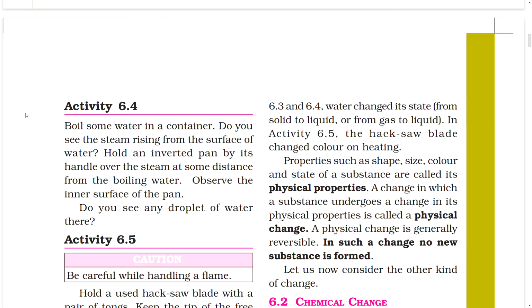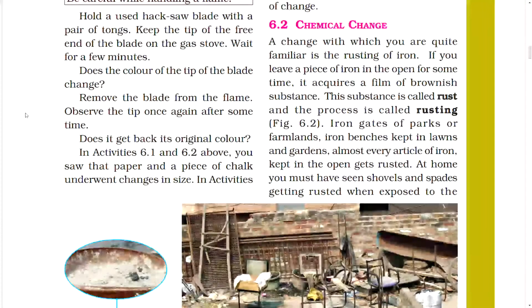Let us now consider the other kind of change. 6.2 Chemical change. A change with which you are quite familiar is the rusting of iron. If you leave a piece of iron in the open for some time, it acquires a film of brownish substance. The substance is called rust and the process is called rusting. Figure.